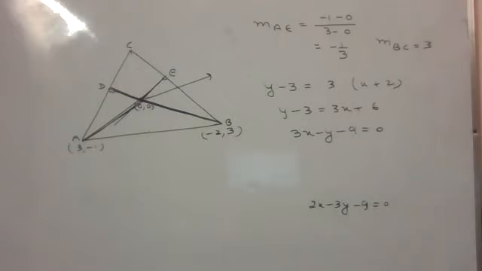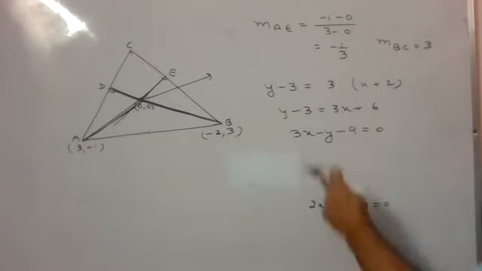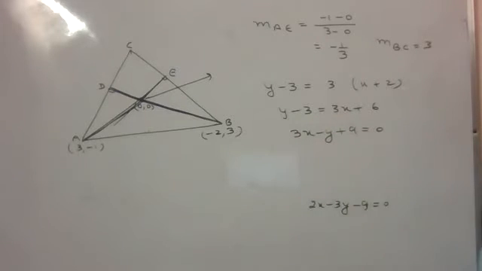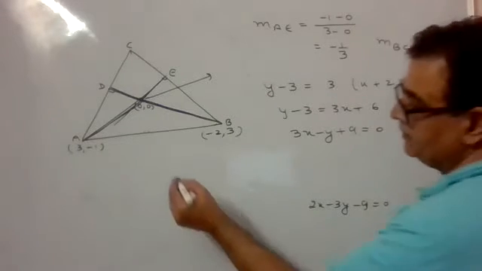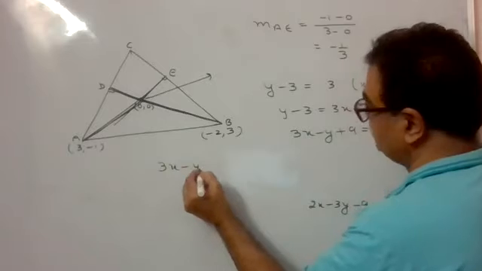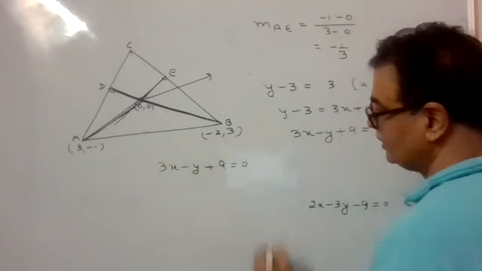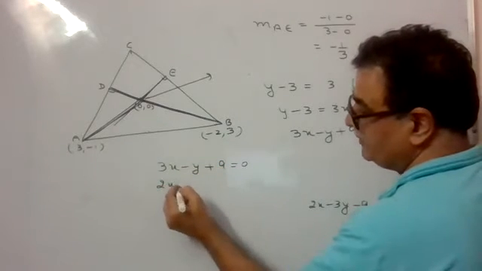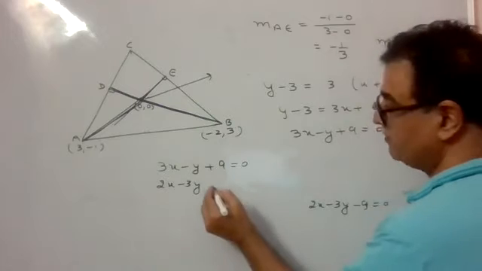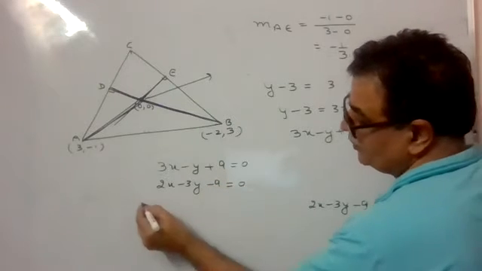Now you have two lines. Now I have this line and this line. So can you get the third vertex? Find out please. 3x minus y plus 9 equals 0. 2x minus 3y minus 9 equals 0.